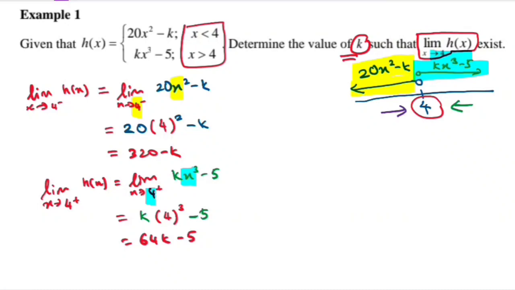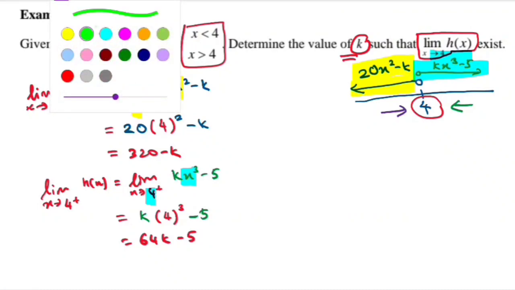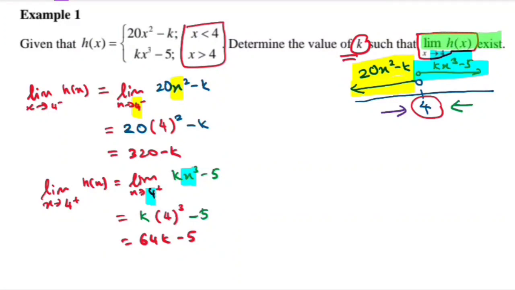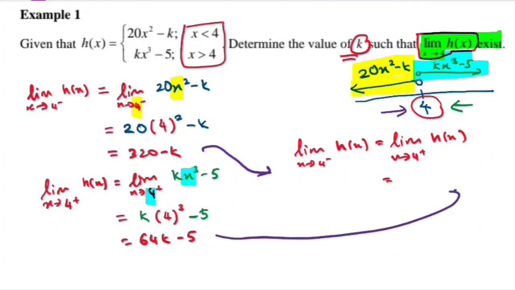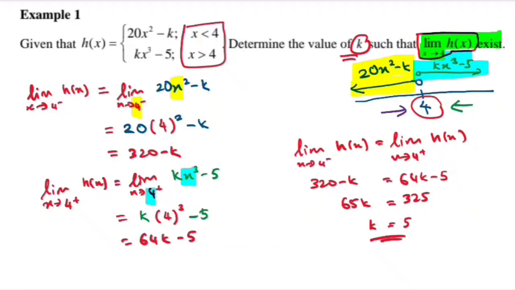So to determine the value of k, the question has given that the limit does exist. So remember, when the limit does exist, we can simply equate the left hand side limit to the right hand side limit. So just substitute the values that you have found from the left and also from the right. After you have substituted, just move every k term to the left side and numbers to the right side and then solve to find your k. The answer is k equals 5.